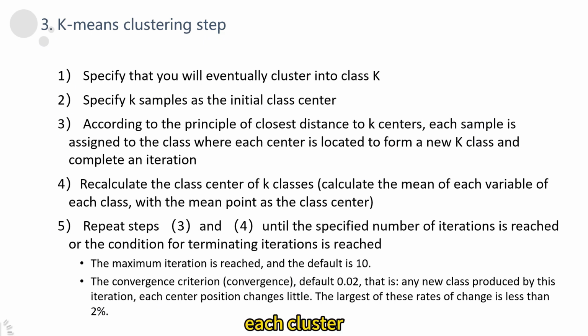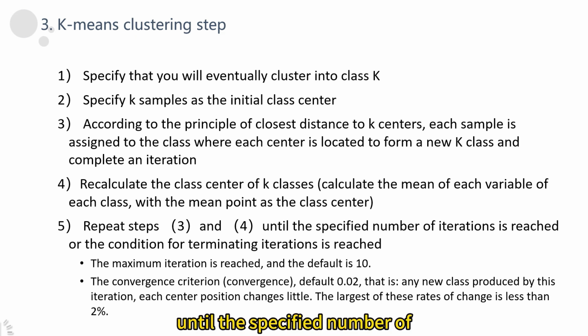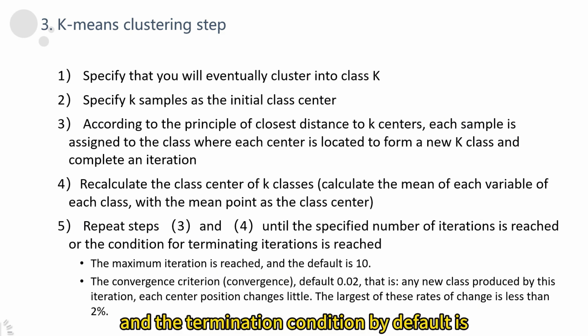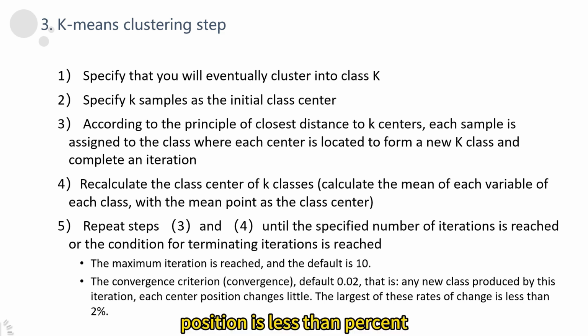to each cluster. Finally, we repeat step 3 and step 4 until the specified number of iterations is reached or the termination condition is met. By default, the maximum number of iterations is set to 10, and the default termination condition is that the max mean change in any cluster center's position is less than 2%.